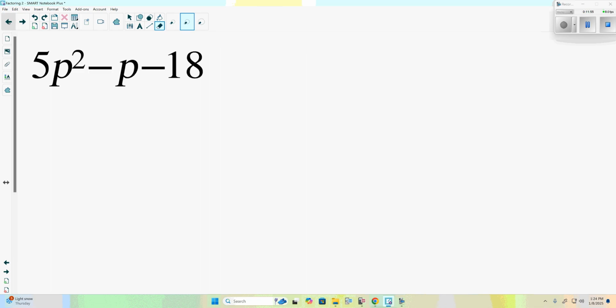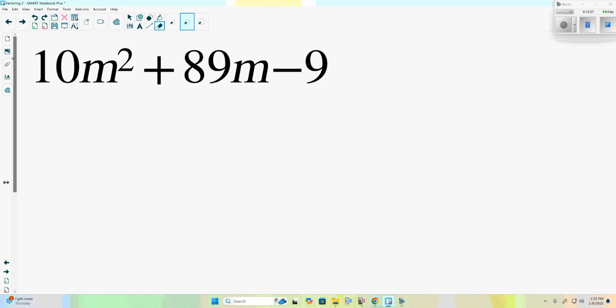So we're going to skip the 5p squared minus p minus 18. Because if we did this, 5p, p, yeah, these should be the factors. Yeah, if we factored it, we would get this here. But I want to look at this one here. Now this one here, the reason we're looking at it is a little different. It's not a whole lot, but it's a little different than what we did so far.